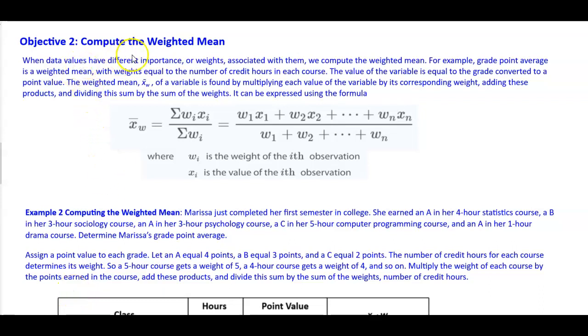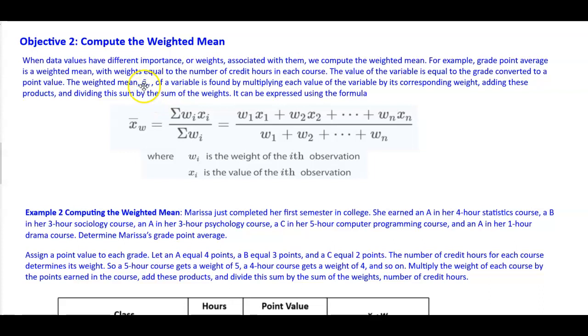Objective 2. Compute the weighted mean. When data values have different importance or weights associated with them, we compute the weighted mean. For example, grade point average is a weighted mean, with weights equal to the number of credit hours in each course. The value of the variable is equal to the grade converted to a point value.